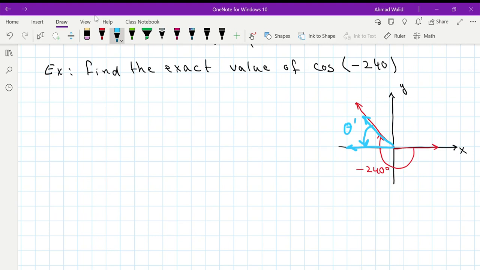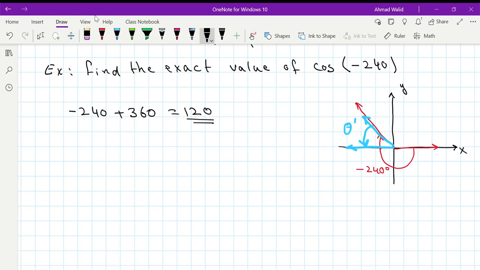Because if you go this way, you have to take your negative 240 and add how much? 360 to it. It gives you 120 positive, correct? It gives you 120, which is the coterminal, correct? To find the coterminal, you have to add 360 or subtract 360.